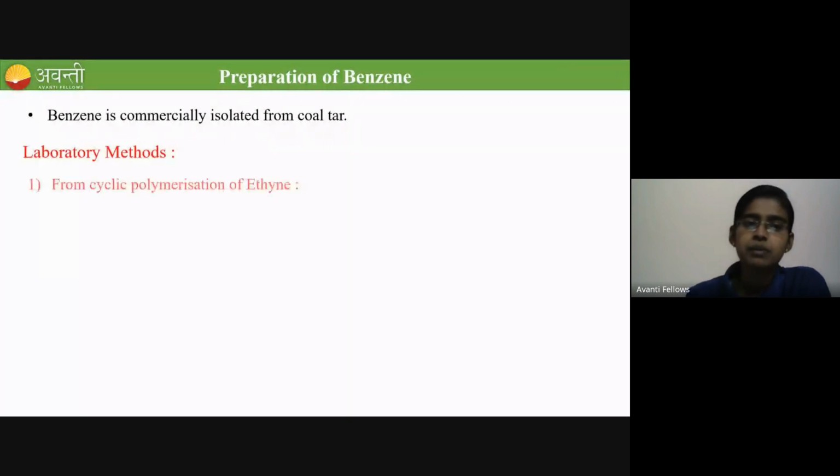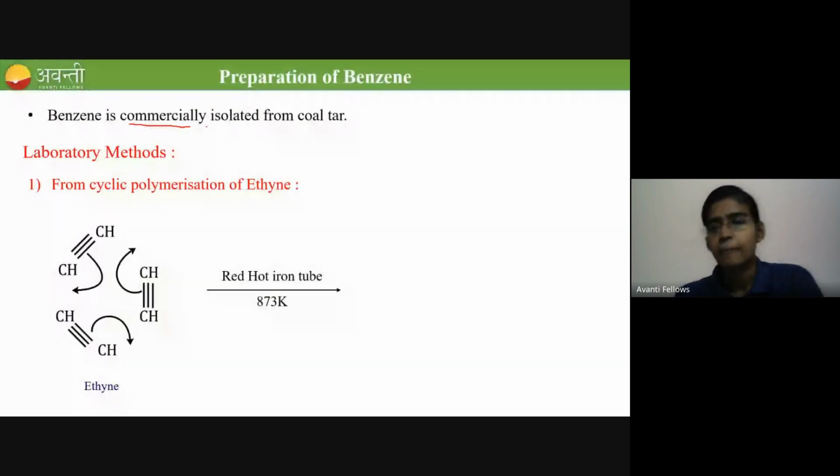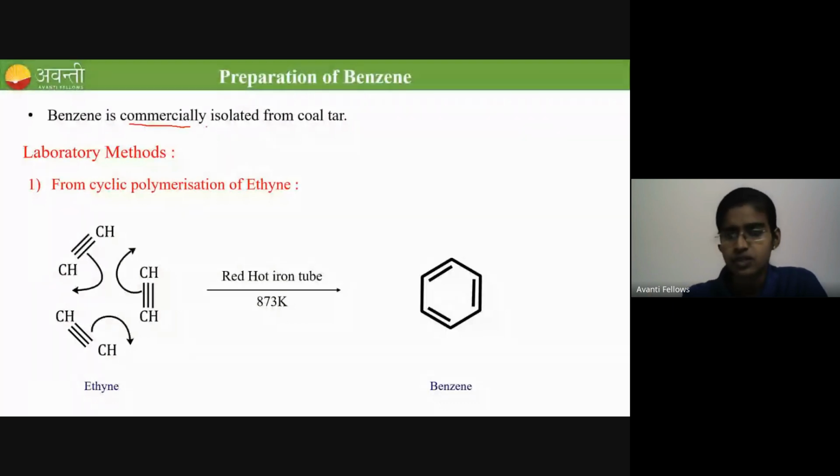And this is the laboratory preparation, the laboratory method, and that was the industrial preparation. In the laboratory, if we have to prepare benzene in very small amount, we can do that by three methods. First is by cyclic polymerization of ethyne, which we have studied now in the reactions of alkynes. The ethyne with red hot iron tube produces benzene, the same reaction. So the first method of preparing benzene is from ethyne, an aliphatic compound.